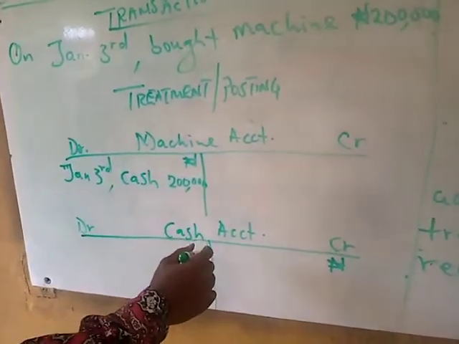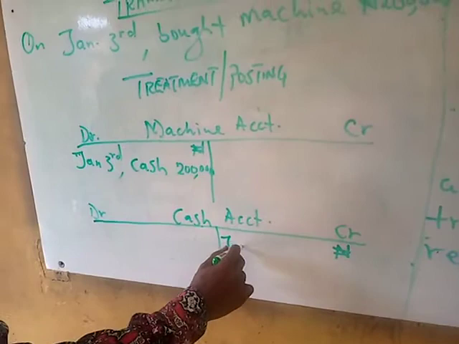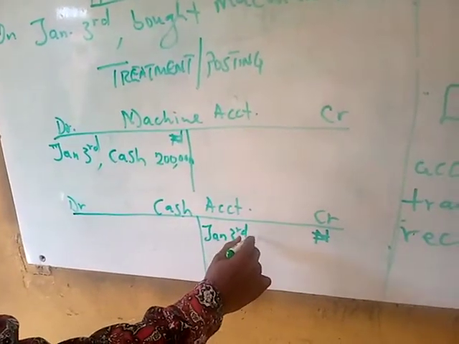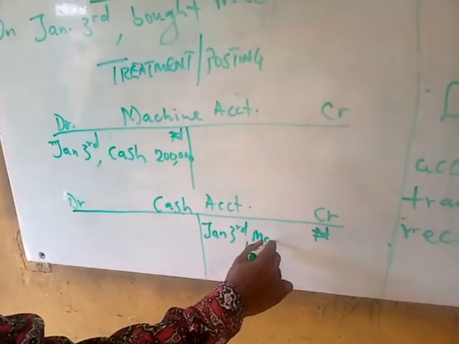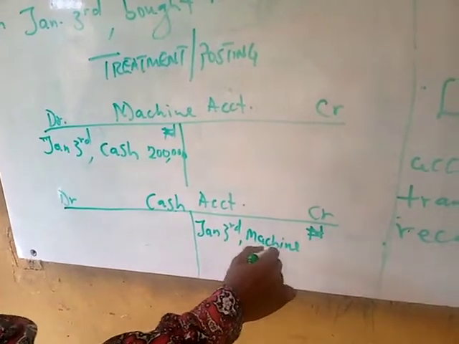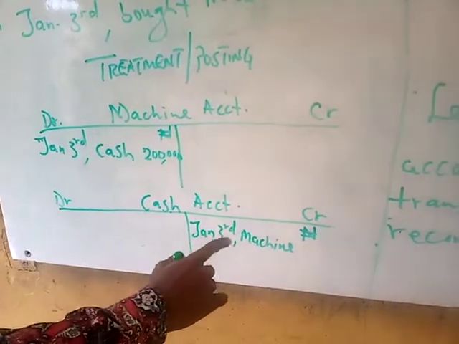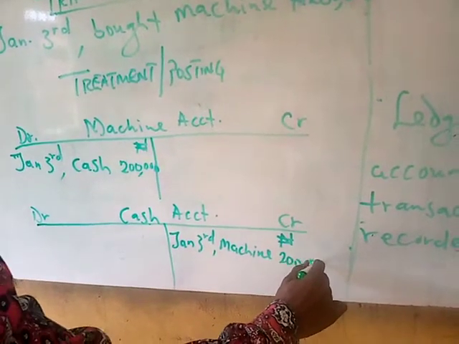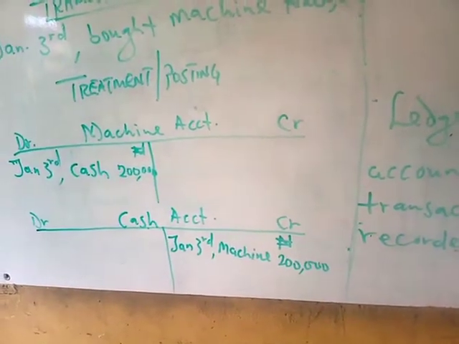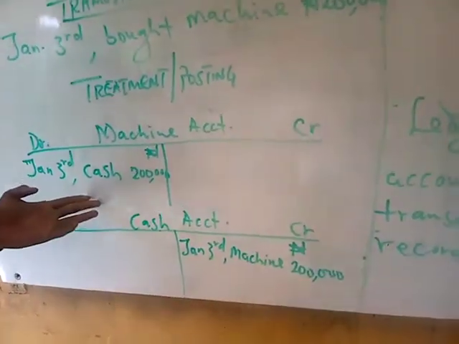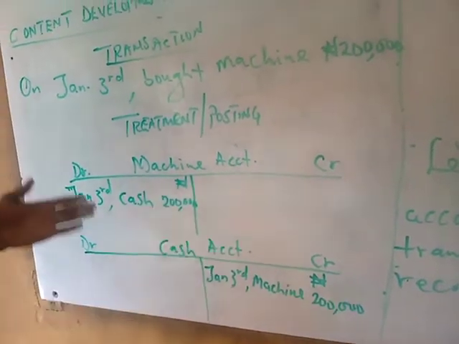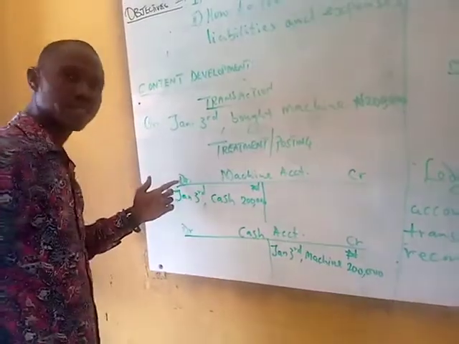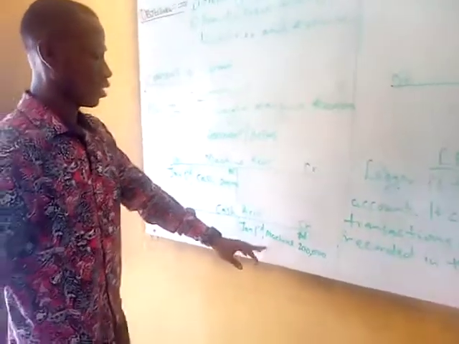So here, we come here, we say January 3rd, same date, machine, and the amount is 200,000 naira. So you can see that the double entry principle has been fulfilled here. You debit the receiver and you credit the giver. Debit the receiver and credit the giver.